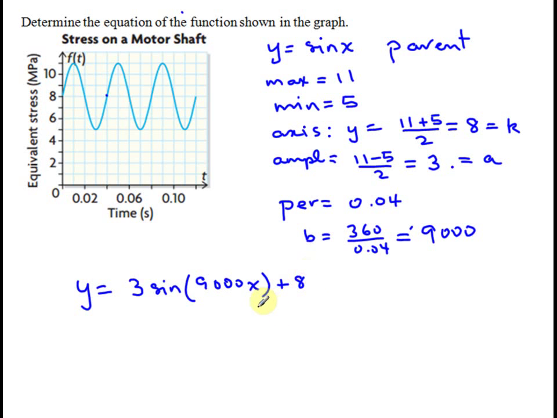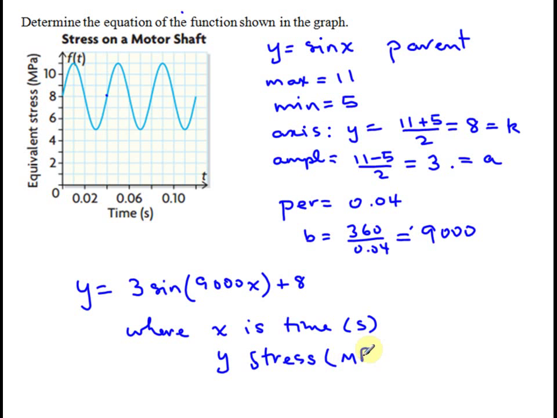Now, since there's a context to this graph, it's not just y and x. Y and x actually represent something. I should be saying something like where x is, and we see that x is time in seconds, and here y is the stress. I should have put "is", but we'll just leave it at that. Y is the stress in millipascals, or I guess that's megapascals since it's a capital M. Okay, so there you have it.